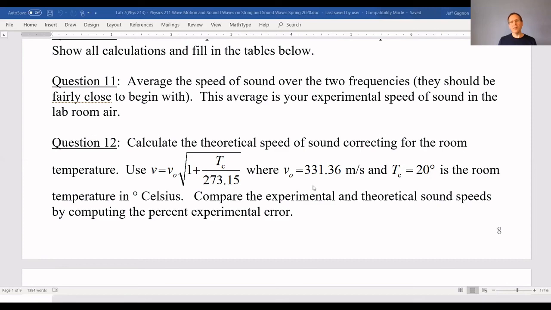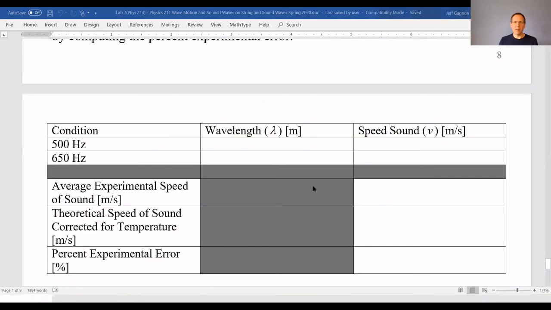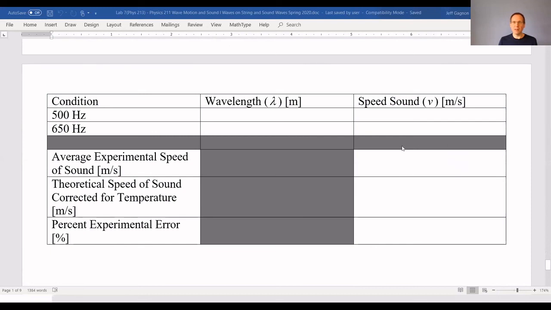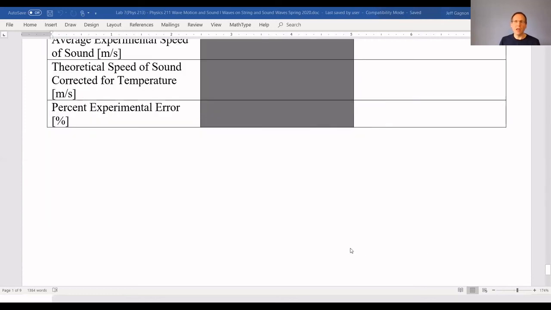And then finally, we want to compare what we got experimentally, our experimental speed of sound using the resonance tubes, to what we just calculated theoretically for the speed of sound. You're going to compare them by computing the usual percent experimental error, right? And again, make sure you show me all these calculations. And then that will be your lab report for Lab 7.